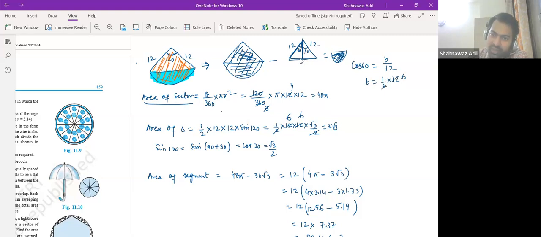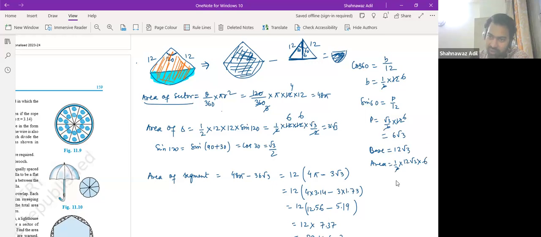So base is 6. And then we can also calculate this perpendicular. So sine 60 is perpendicular by 12. So perpendicular is root 3 by 2 into 12. So this is 60. And then this base is double. So then base is 12 root 3. And then we can calculate the area as half base into height. Right. So then we'll get the same answer. Right, boss? Same answer. Yes.